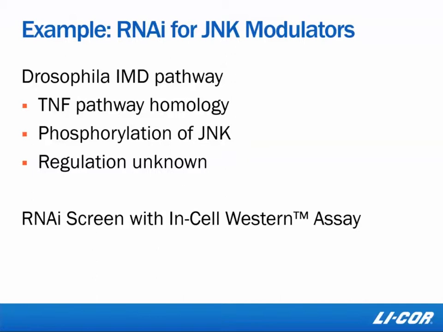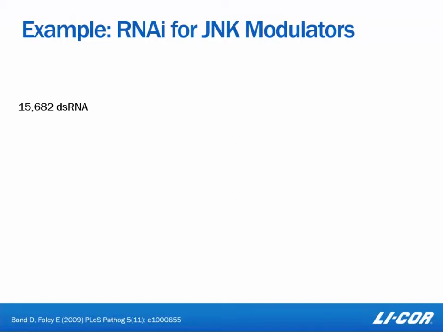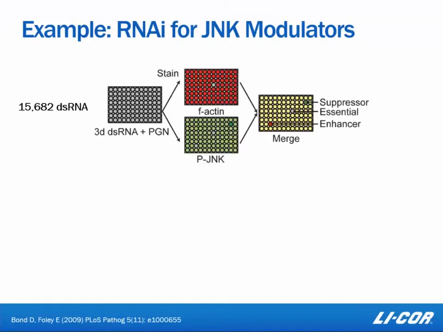So to identify modulators of JNK phosphorylation, this group set up an RNAi screen utilizing the In-Cell Western Assay. So what they did is they incubated cells with over 15,000 double-stranded RNA molecules, and they did this one at a time. Now after incubation for 3 days with their double-stranded RNA, they then added a ligand, PGN. This ligand will activate the IMD pathway and result in JNK phosphorylation. From here, they removed the media, fixed, permeabilized their cells, and probed for phospho-JNK in the 800 channel on an Odyssey system, and actin in the 700 channel on an Odyssey system utilizing the In-Cell Western Assay.